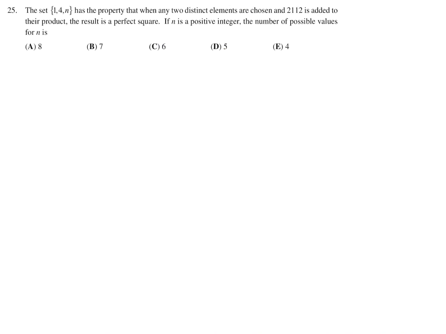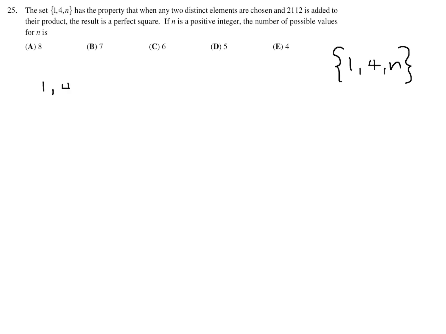The set 1, 4, n has the property that when any two distinct elements are chosen and 2112 is added to their product, the result is a perfect square. If n is a positive integer, the number of possible values for n is. So let's first understand this question. We've got 1, 4, and n in a set, and we are going to take any two of them and add 2112 to their product.